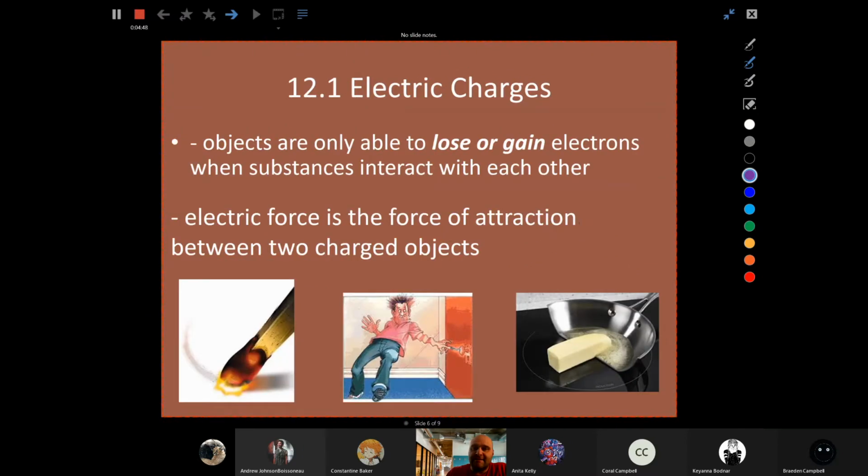Okay, so a couple points here about electric charge. Objects are only able to lose or gain electrons. We've talked about that. And electric force, I just wanted to include that definition of what it is. Electric force is a force of attraction between two objects. When I'm talking about the lesson, I don't usually talk about electric force. I just say things are attracting or repelling. But going over some of our future questions on the quiz, there were some things that talked about electric force, so I thought I'd throw that definition in.